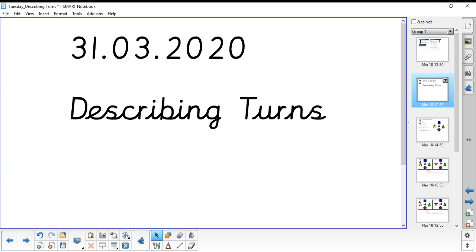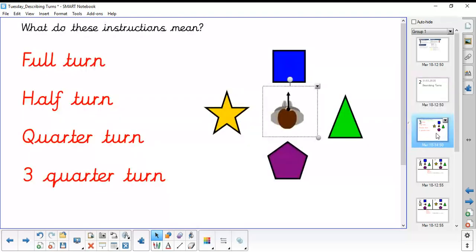Hello and welcome to the second video for maths. Today we're going to be learning about describing turns. Let's have a look at the man in the middle here. And let's have a look at the key words that we're going to be using in our lesson today.